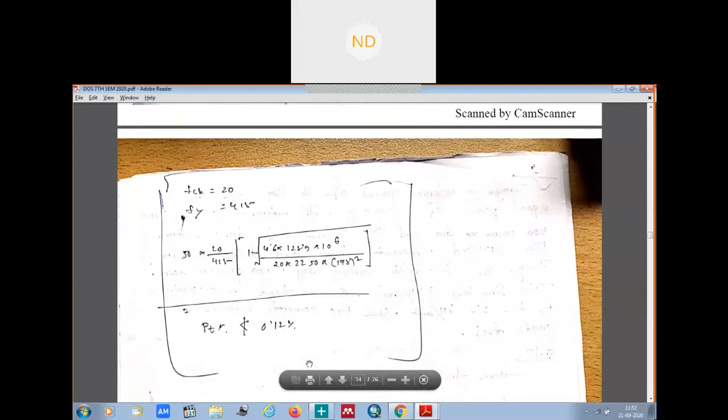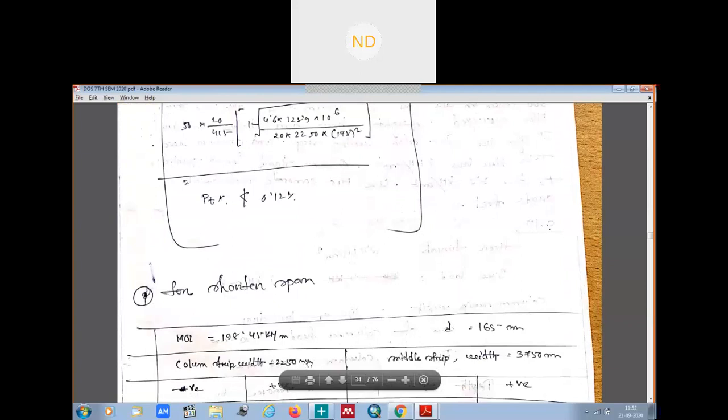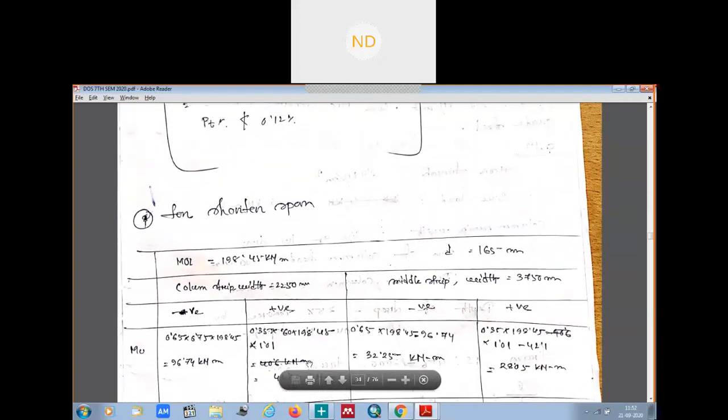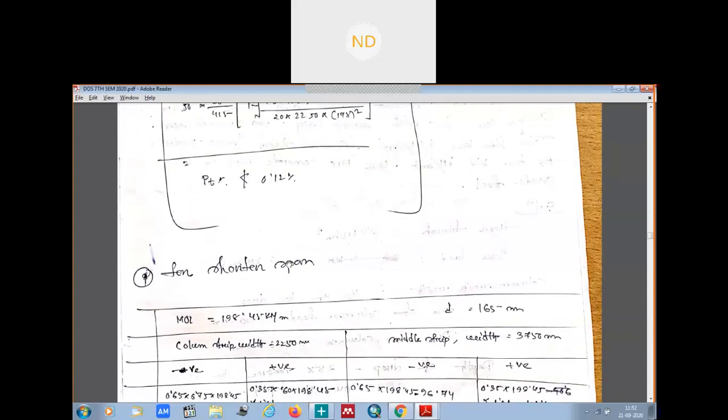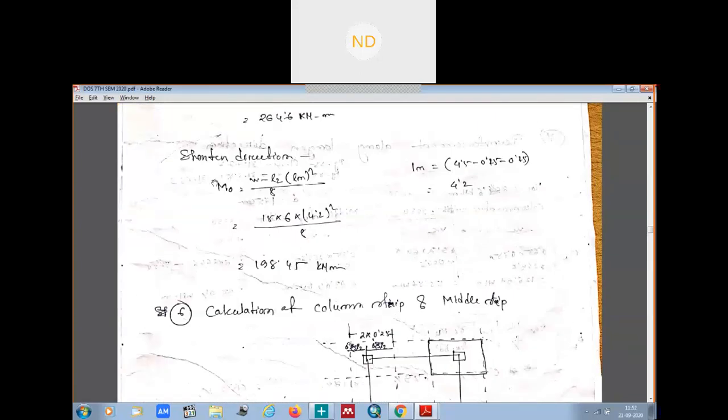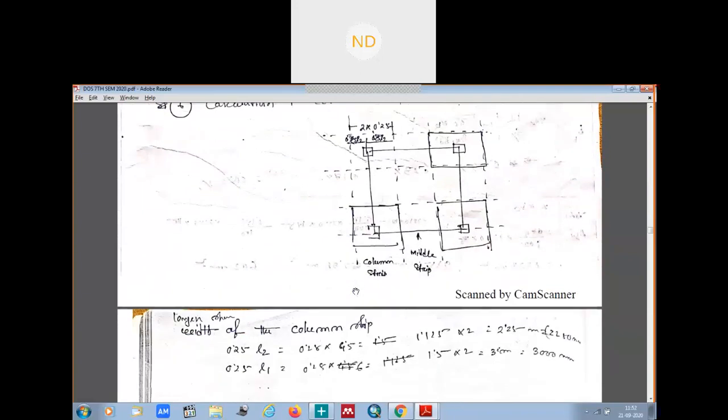Next, similarly to the longer direction, the reinforcement for which we have calculated, now similarly for the shorter span we again have to form this table. We have to make this table and calculate the reinforcement along the shorter direction. So for the shorter direction, we had our moment 198.45. If we check this again here, what was this one? Along the shorter direction, this was our moment, 198.45 kilonewton meter.